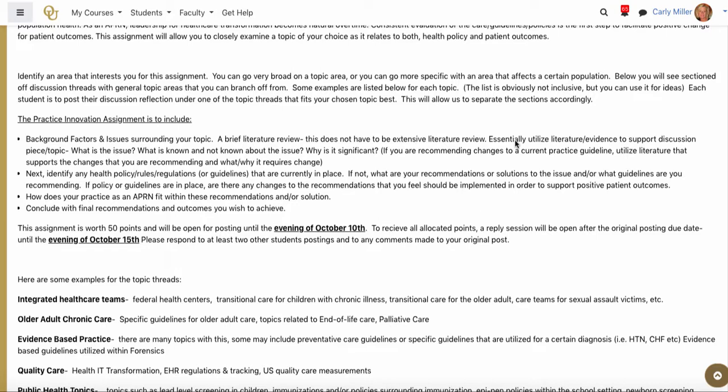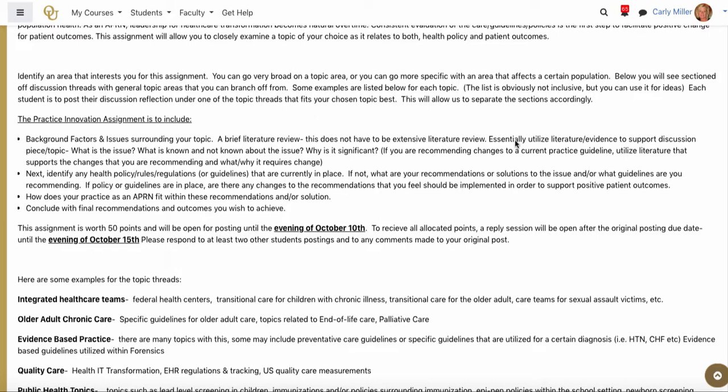But identify any health policy rules, regulations, or guidelines that are currently in place. So, is there anything that's currently in place? Is there a change that's needed? If not, what are your recommendations? Do you recommend that a guideline be put in place, or do you recommend a policy? And basically, if not, then what changes would you recommend for that policy or guideline?